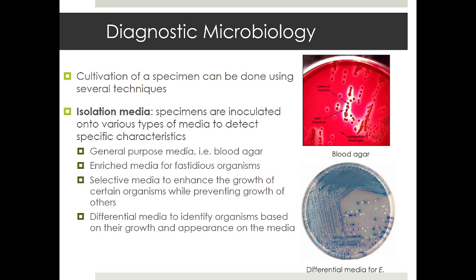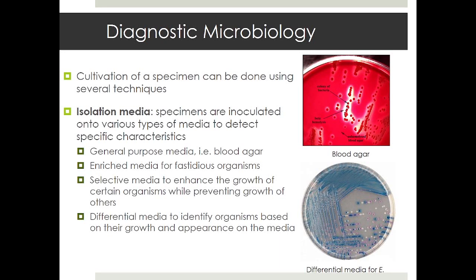When we're looking to grow bacteria, that cultivation can be done using a couple of different techniques, and one of them that we've talked about a lot already is isolation media. We can inoculate plates and spread them out thinly enough that we have single cells that can grow up into individual colonies. We can look at those colony characteristics and test them further if we need to. We can use general purpose media to target anything that might be in a sample taken from an infected person. We can use enriched media if we suspect that a fastidious or picky organism might be present, or we can use selective or differential media.